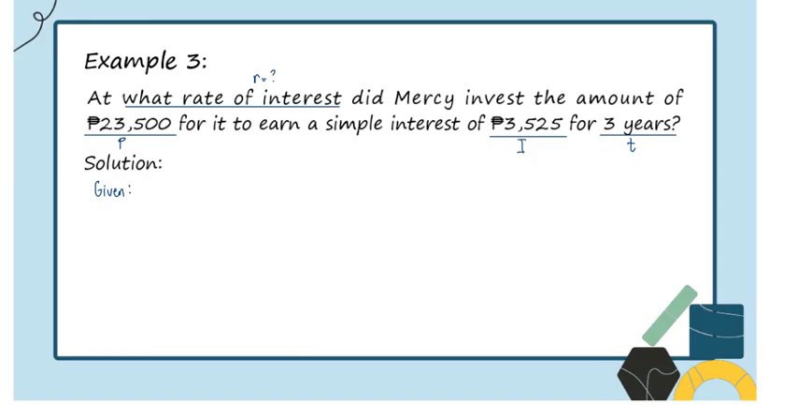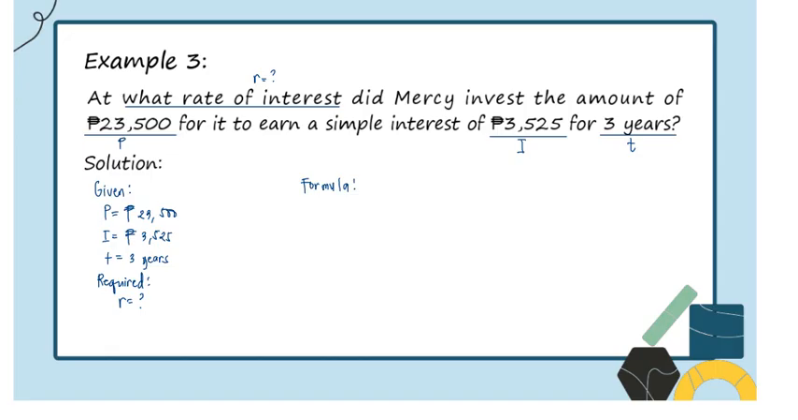So if you write down, yung P there is going to be 23,500, and then our interest is 3,525, and then our time is 3 years. And then for our required, of course, that is the missing value dun sa ating problem, that is going to be r. And then we are going to determine the formula that we could use to properly compute for the missing value.